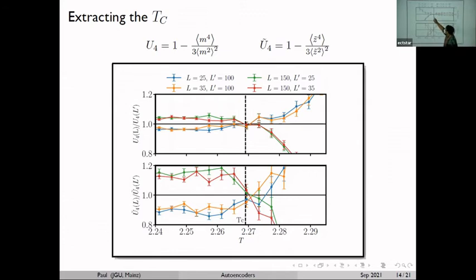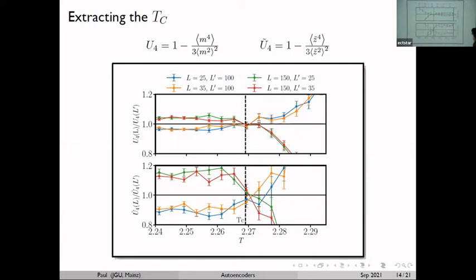So this is the physical case, as you can see very clearly. All of these are the ratios for different volumes, 25, 35, 2500 and 3500, and they all cross this particular line of 1 at Tc, equal to the infinite volume critical temperature.